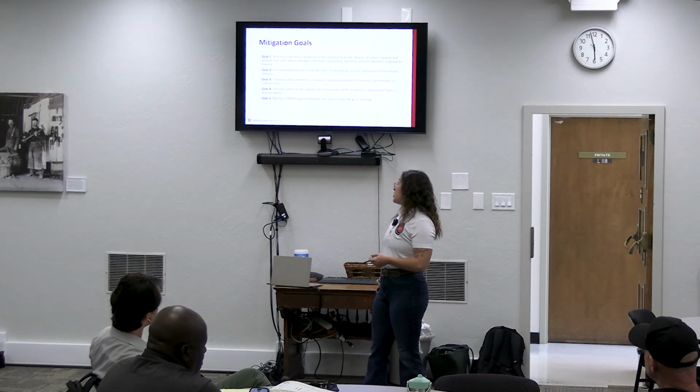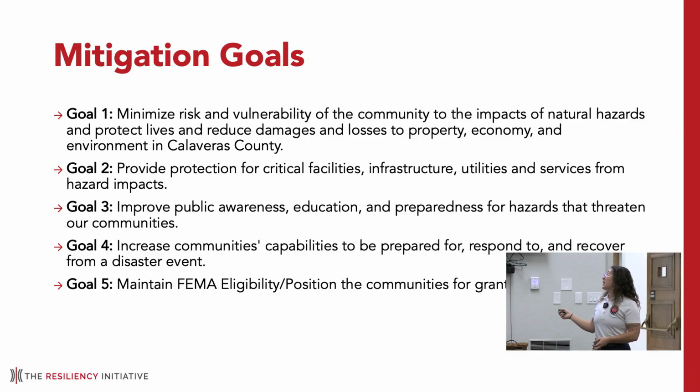And so what we want to do is focus on these primary 5 mitigation goals. Goal number 1 being minimizing risk and vulnerability. That one's pretty straightforward. Goal number 2, provide protection for critical facilities, infrastructure, utilities, and services from hazard impacts. And with this one, I think that's why it's important that we do this plan from a multi-jurisdictional lens, making sure that we're including UWPA and Murphy Sanitary District.